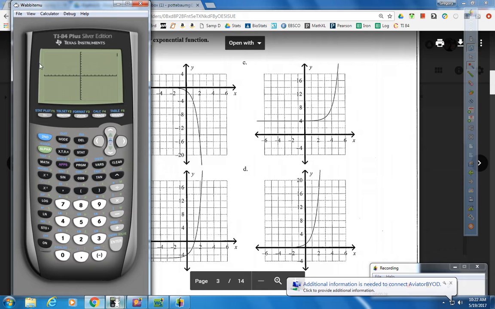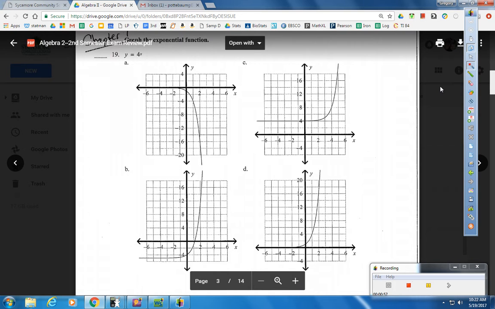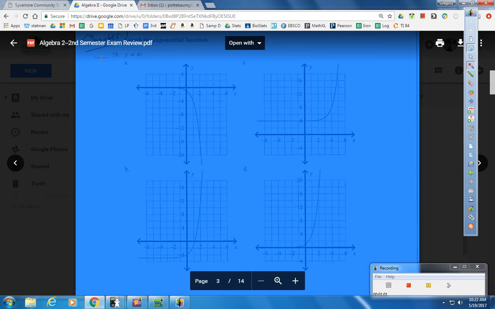So it looks like this one's coming out of the x-axis and then raising upward. This one comes out of the x-axis and goes downward. That's no good. This one's 4 units above. This one's a few units below. It looks like D is our correct answer. So for number 19, the answer is D. That was pretty simple. Well, maybe.